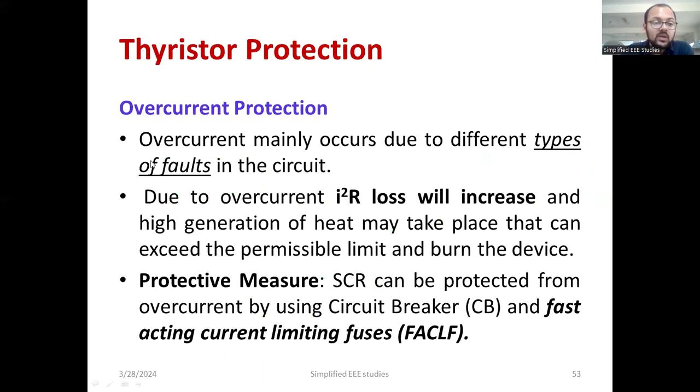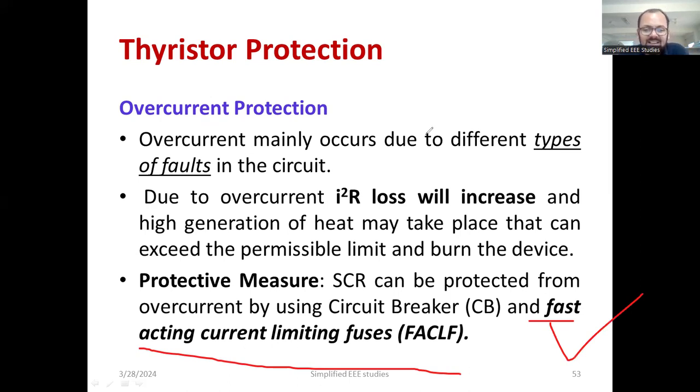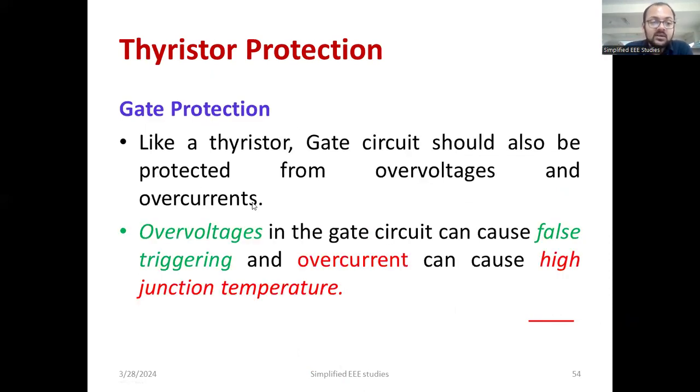How to ensure overcurrent protection? For overcurrent protection, we have one solution: fast acting current limiting fuses. It is better to purchase fast acting current limiting fuses. Else, there will be a huge amount of I square R power loss because of the high current. That will damage the device as well, so you should be very careful. If the losses are high, efficiency comes down again. That is a major headache.